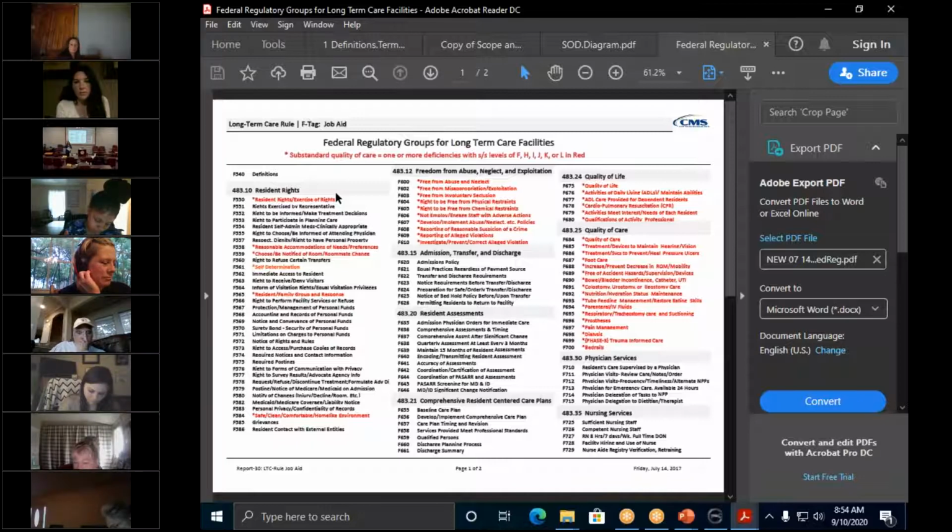G is never substandard quality of care. Okay? G is never substandard quality of care. Now, it is one of the tags for actual harm, but there can be accidents that are not actually substandard quality of care, and that is one of the reasons it's like that.